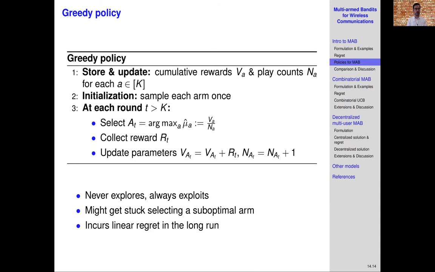Obviously, the greedy policy always exploits, it never explores. Therefore, it might get stuck selecting a suboptimal arm. Therefore, it incurs linear regret in the long run. Our next goal is to design policies that can explore efficiently to avoid getting stuck in suboptimal selections.